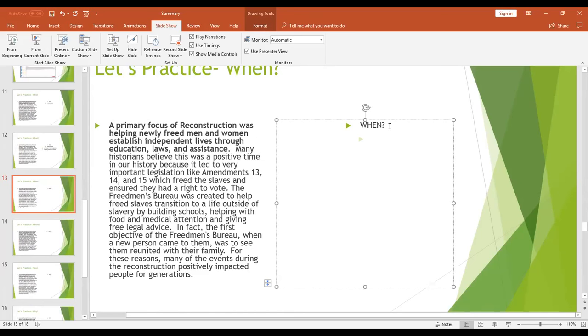Okay, good. Rachel said during the Reconstruction period. That's fine. You don't have to know the exact time, like the years, but just to say during the Reconstruction period is fine. Anybody else have a different take? During the Reconstruction, Alicia said that too. Very good.